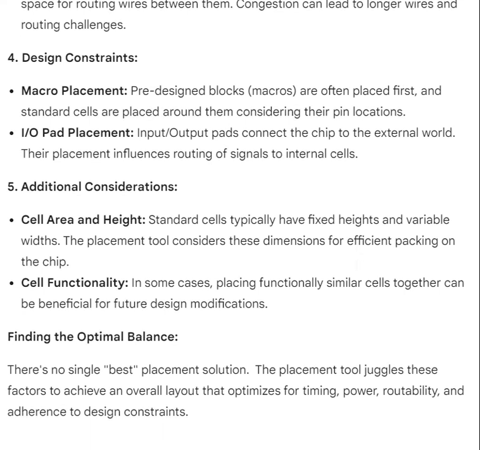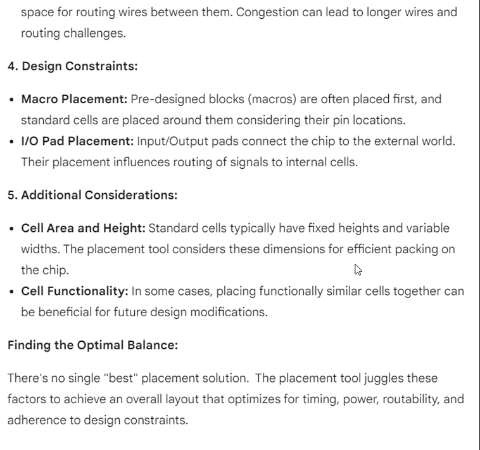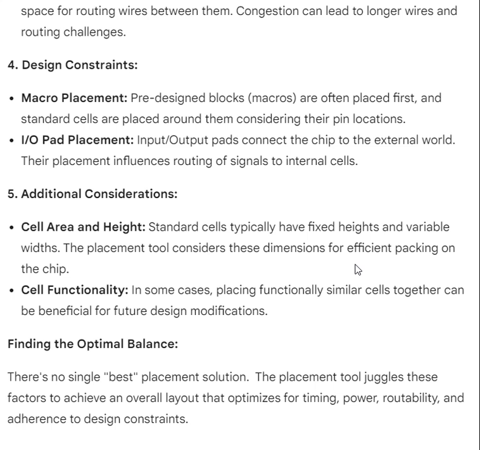5. Additional considerations. Cell area and height. Standard cells typically have fixed heights and variable widths. The placement tool considers these dimensions for efficient packing on the chip. Cell functionality. In some cases, placing functionally similar cells together can be beneficial for future design modifications. Finding the optimal balance. There's no single, best, placement solution. The placement tool juggles these factors to achieve an overall layout that optimizes for timing, power, routability, and adherence to design constraints.